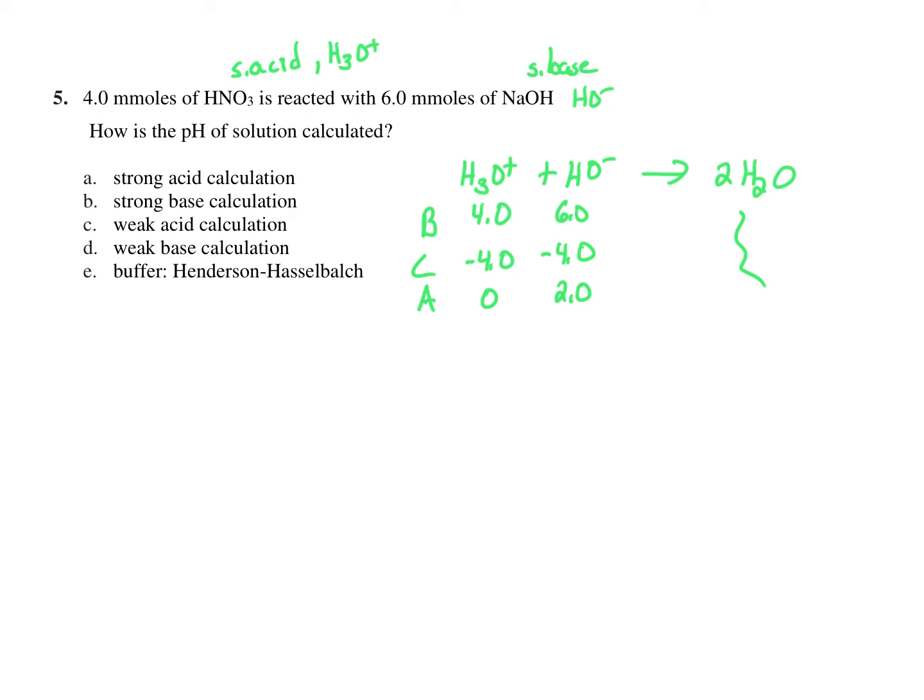Numerically, we can determine the pH by first calculating the pOH as the negative log of the new concentration of hydroxide ion, and then pH can be determined by 14 minus the pOH, assuming that we're at 25 degrees C, and we're done.